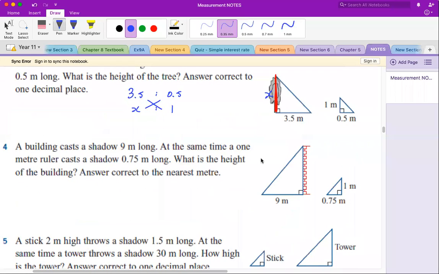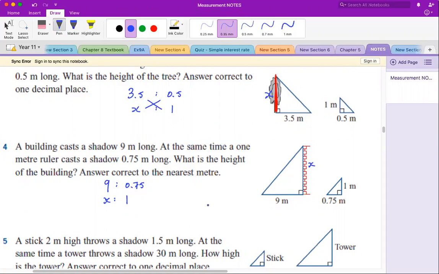A building casts a shadow at the same time. All right, so what are you trying to find? The height. The height, right? So let's call it X. Do you have a ratio already? The 9, 0.75. Yeah, so 9 to 0.75. That's the same ratio as what? X to 1. X to 1. And then you cross multiply using these. Is that it? Yeah.